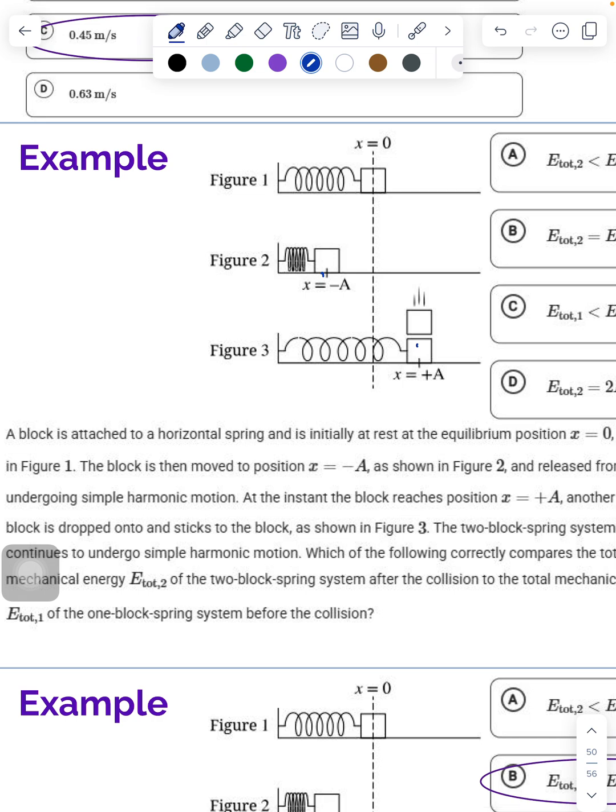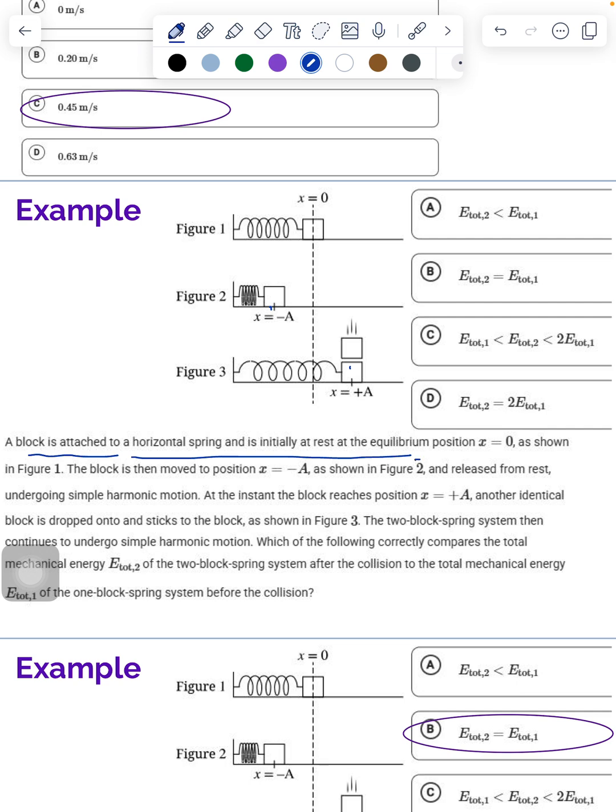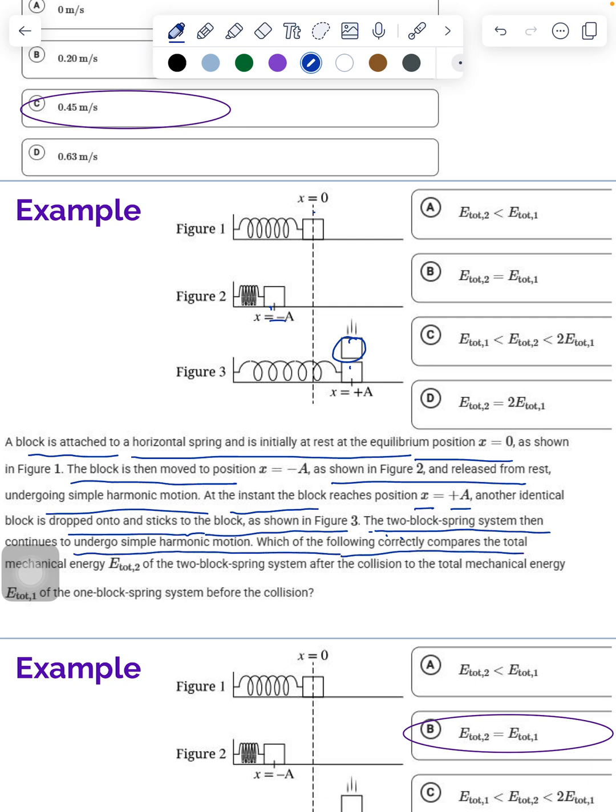Moving on to situation number 2, we have a block attached to a horizontal spring, initially at rest at the equilibrium position x equals 0. The block is moved to position -A, as shown in the figure, and released from rest, undergoing simple harmonic motion. At the instant the block reaches +A, another identical block is dropped on and sticks to the block in figure 3. As in figure 3, the 2-block spring system then continues to undergo simple harmonic motion. Which of the following correctly compares the total mechanical energy of the spring before the collision to E total 2 to E total 1?